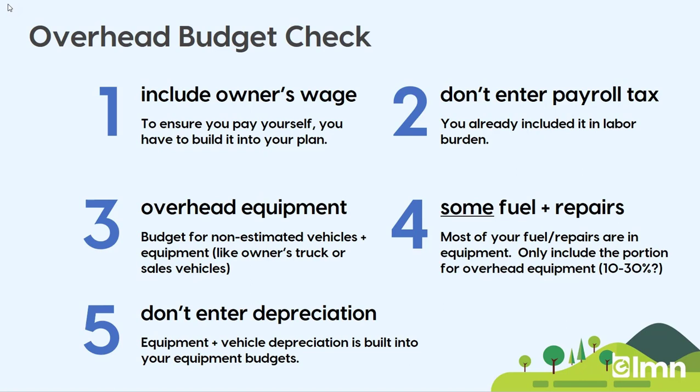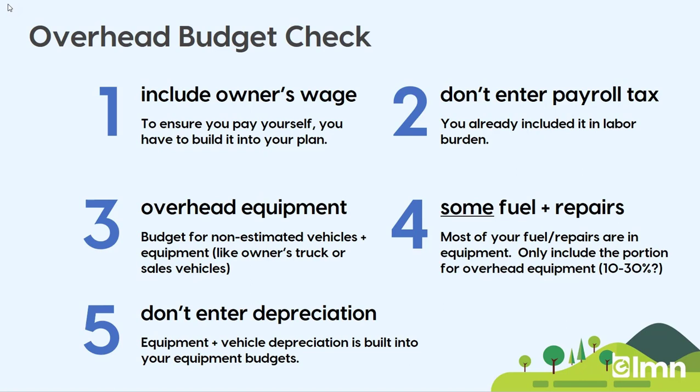Number three, include your overhead equipment. It's just a common thing that people forget. Don't forget to go to the overhead equipment budget and make sure you budget for things like owner's truck, any office cars or trucks, yard or shop vehicles, any equipment that doesn't go out to a job. Also, don't forget number four, to put some of your fuel and repairs in overhead. Typically, it's 10 to 30% of your total fuel spending.